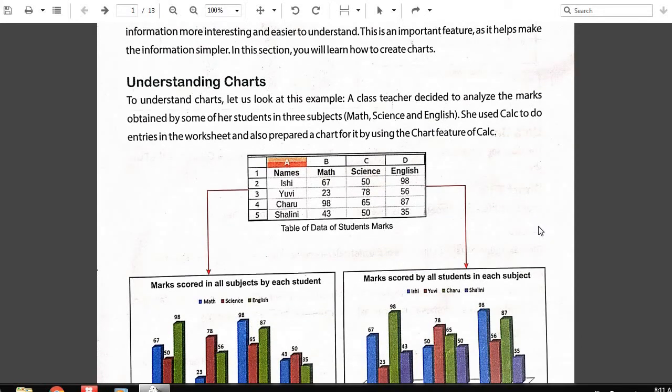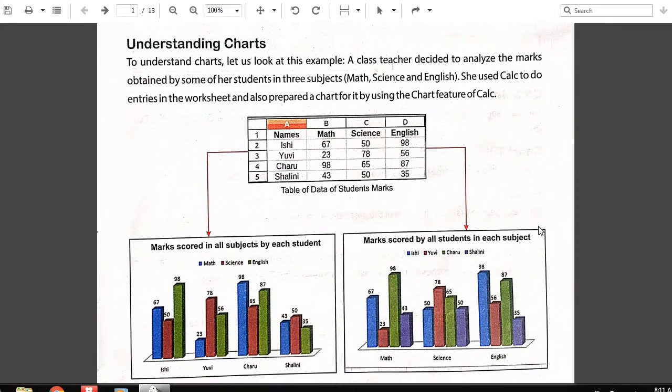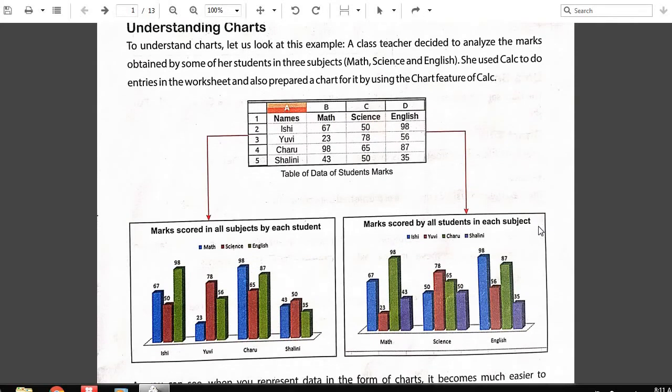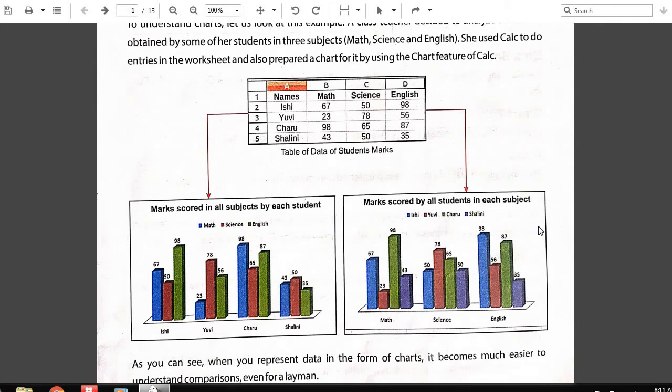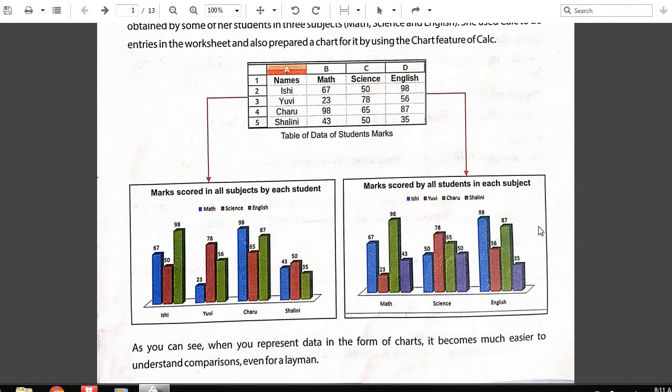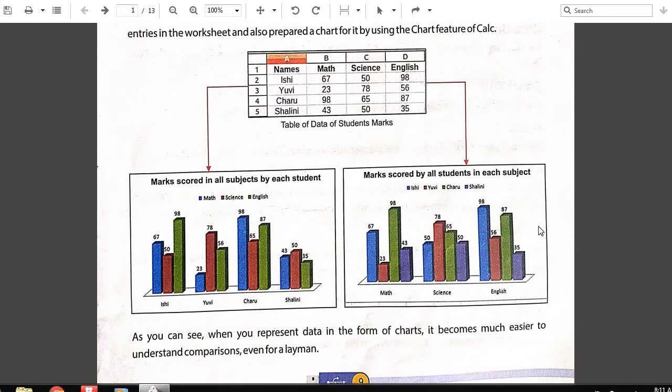Now this data which was created here is converted into the form of a chart, and you can see it is more interesting and easy to understand. We can easily compare the marks of different students and even compare the marks in different subjects. In this way it becomes easy to understand and easy to make comparisons. Even a layman can easily distinguish what is better and where it is lagging behind. So with the help of charts, we can easily understand the information.